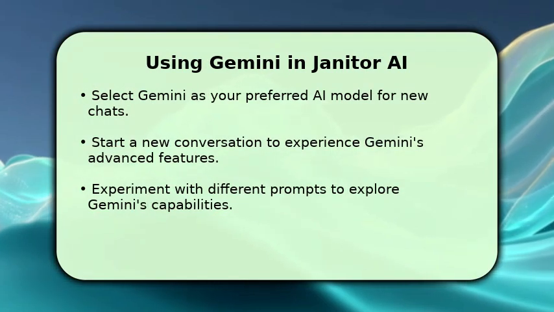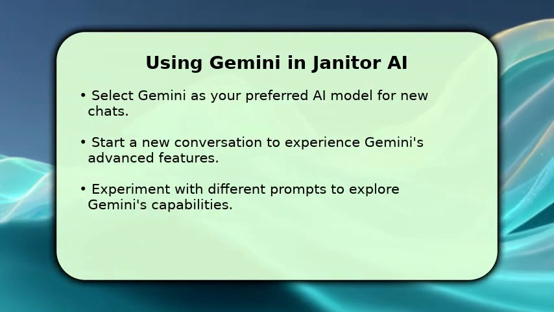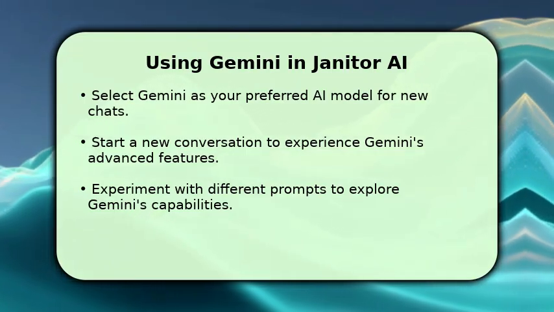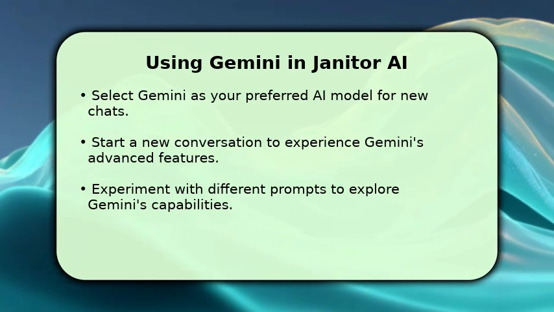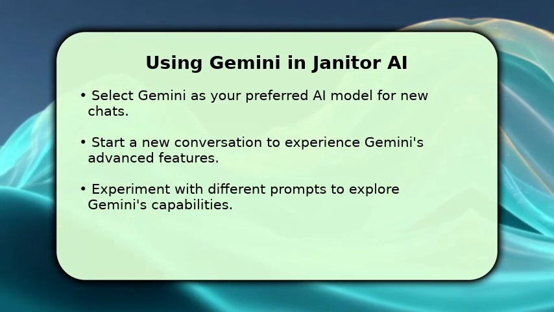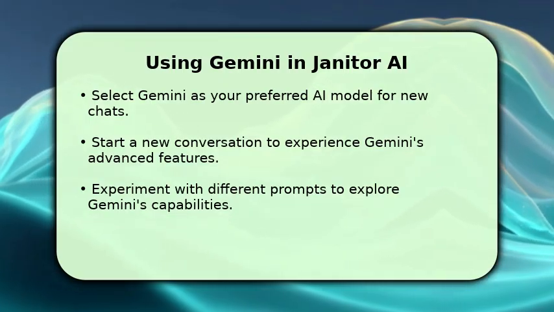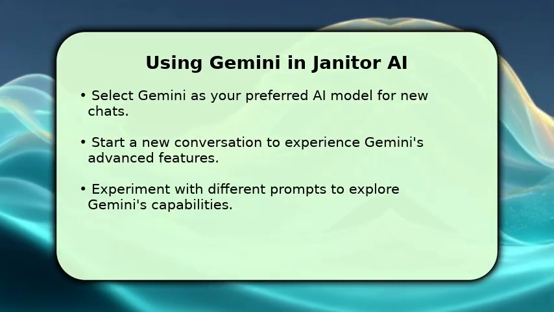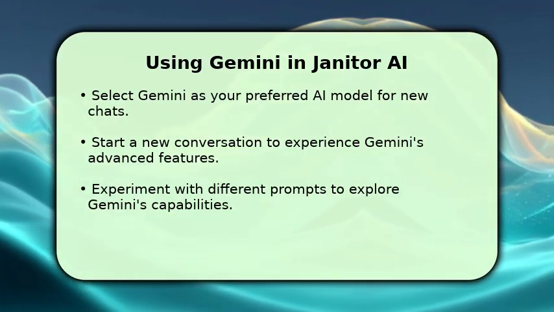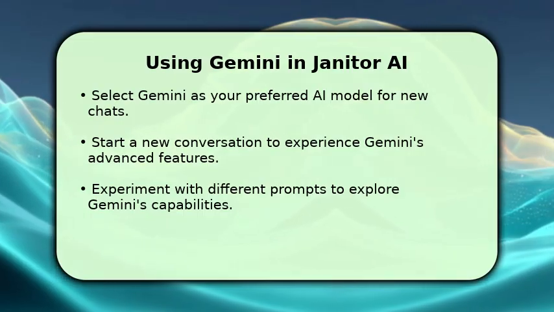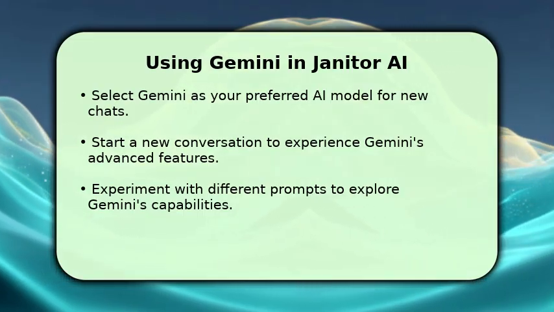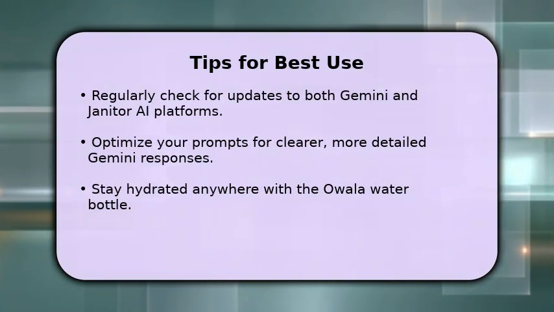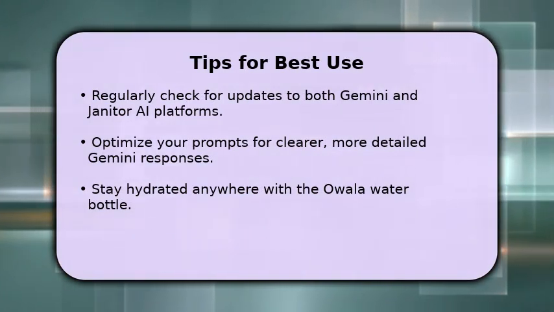Now that Gemini is connected, you can begin using it. When starting a new chat in Janitor AI, you should see an option to select Gemini as your AI model. Choose Gemini, then initiate your conversation. You'll notice the difference in response quality and depth. Feel free to experiment with various prompts and topics to fully explore the advanced conversational abilities that Gemini brings to your Janitor AI experience.